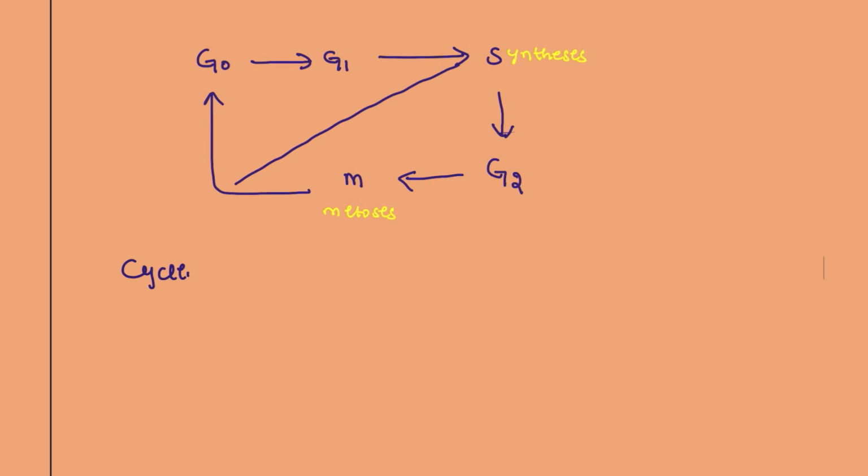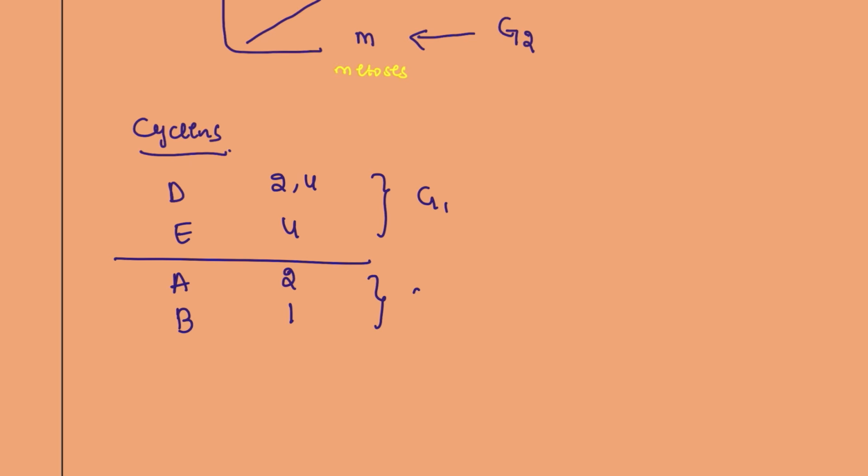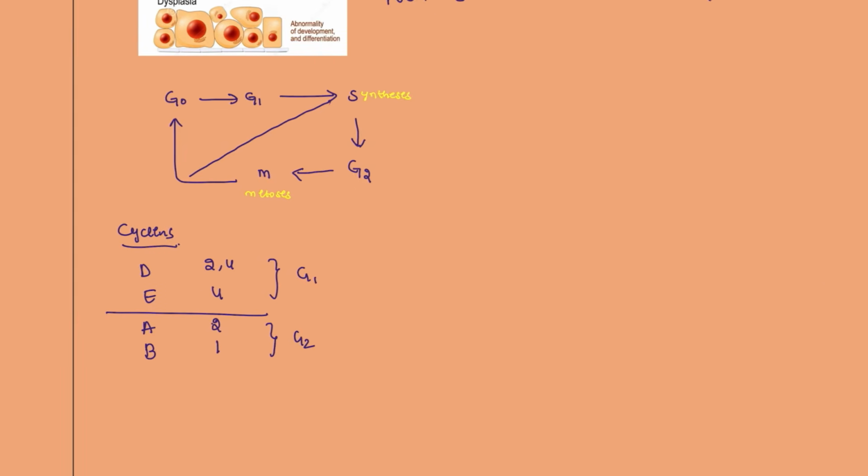Those are the cyclins. What are those? D, E, A, B. They have the receptors also. What are those receptors? 2 and 4 and 4 and 2 and 1. This is the presentation. So this is for the G1, this is for the G2. Okay, this is for the G2 and this is for the G1. That is what the cyclins are going to act on.